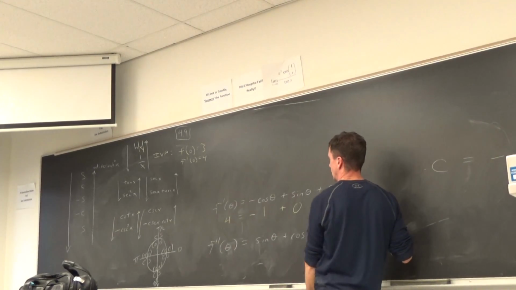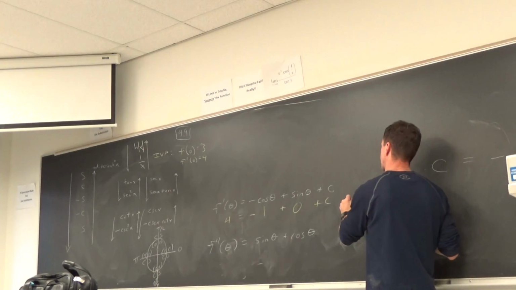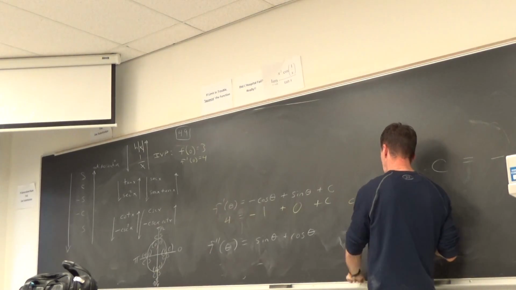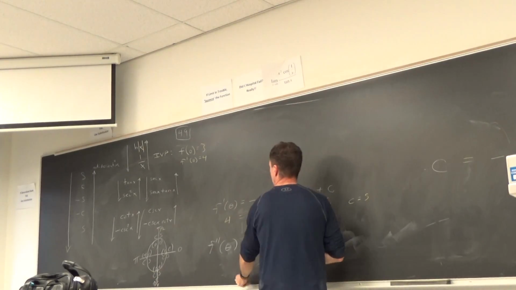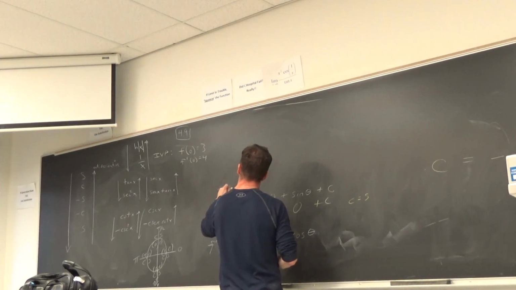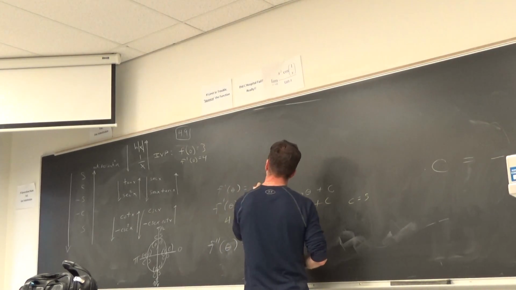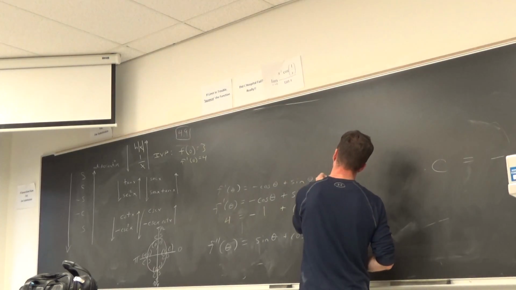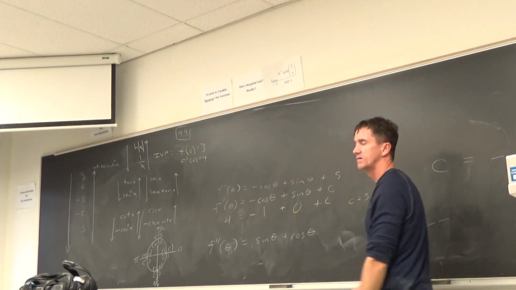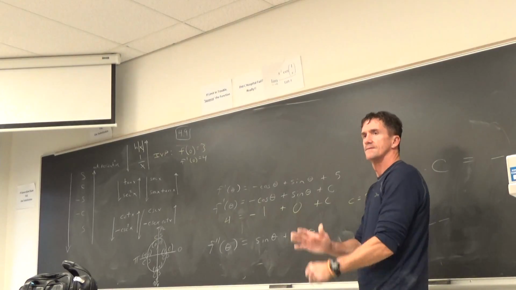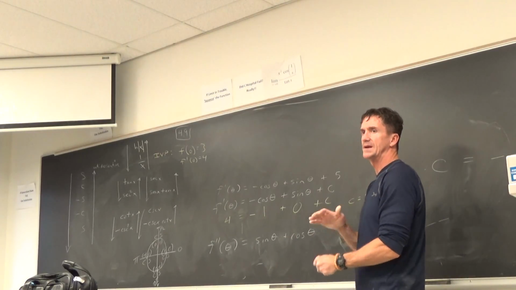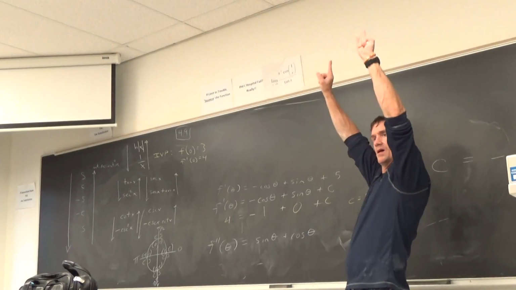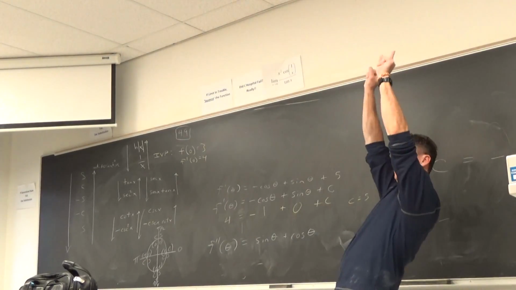Everyone add a 1 on both sides? Let's see. 5. Well, I'm going to write it again. Let me write it again, everyone. F prime of theta is negative cos theta plus sine of theta plus 5. But now we gotta get all the way to what? F of theta.